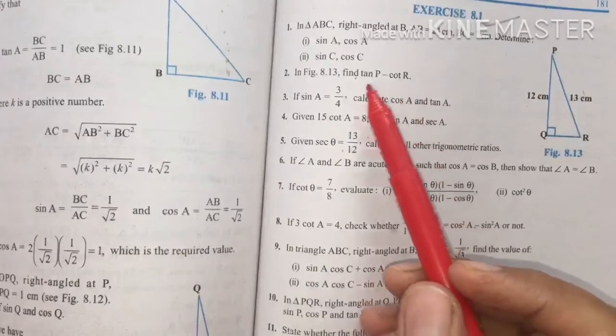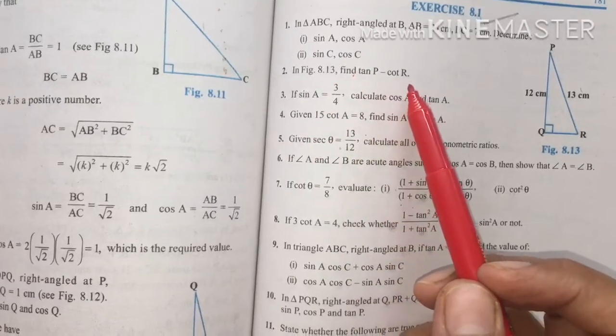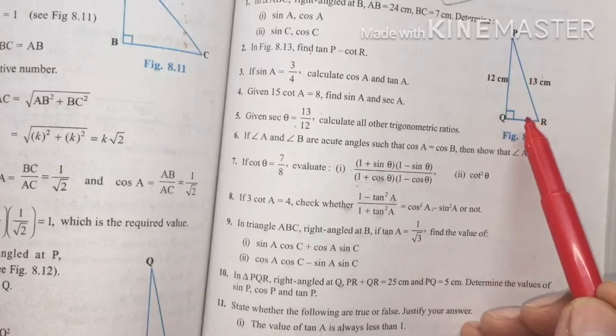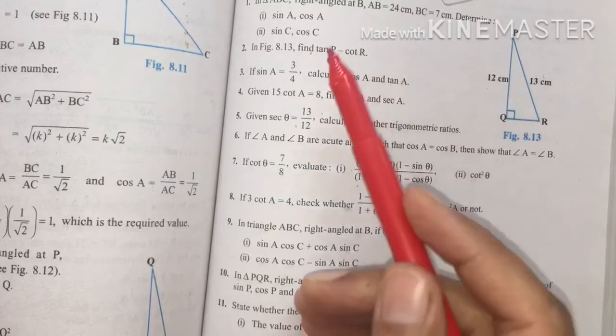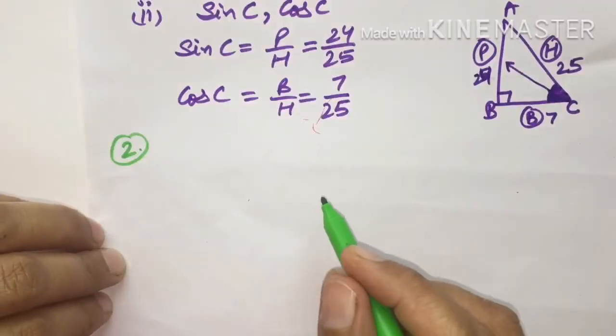Exercise 8.1, question number 2. In figure 8.13, find tan P minus cot R. So this is the given figure. We have to find out the value of tan P minus cot R. Let's do it.